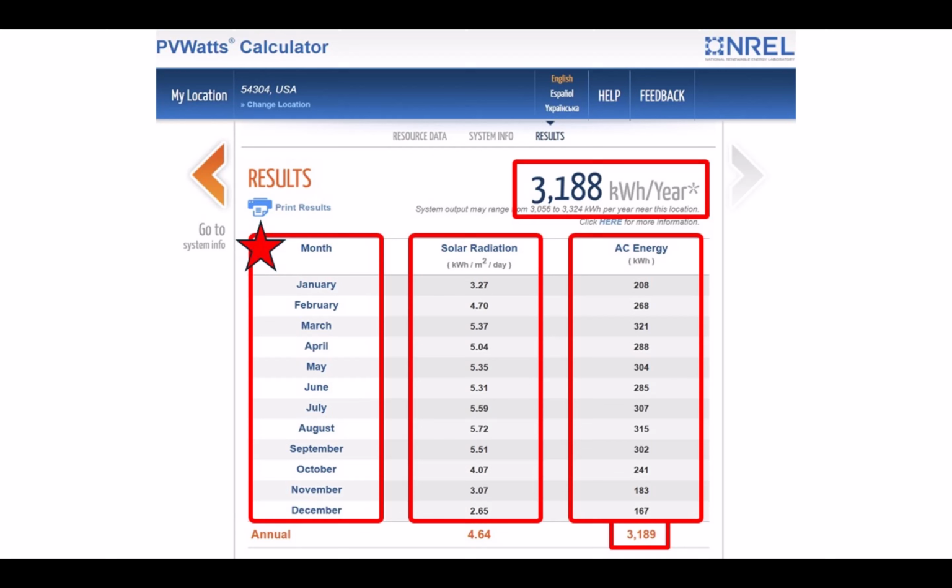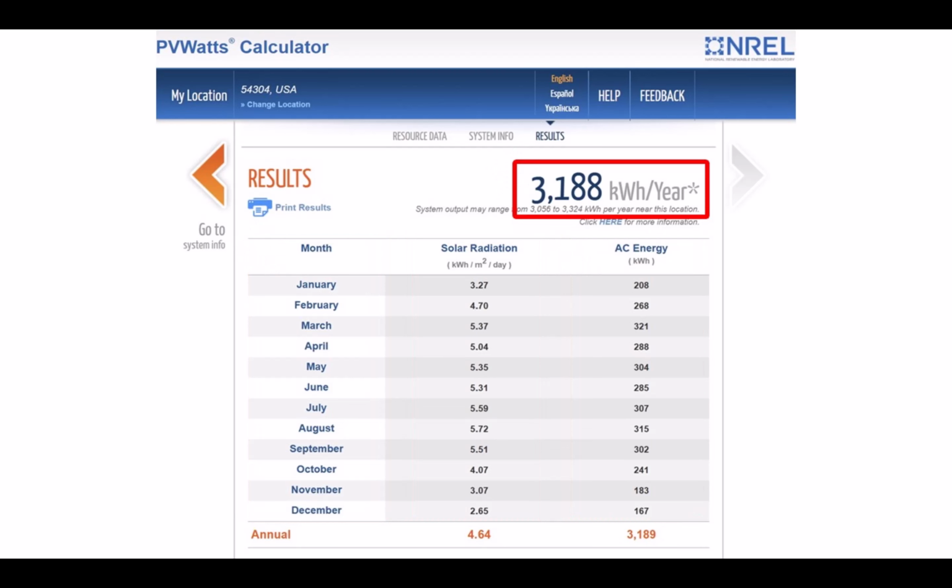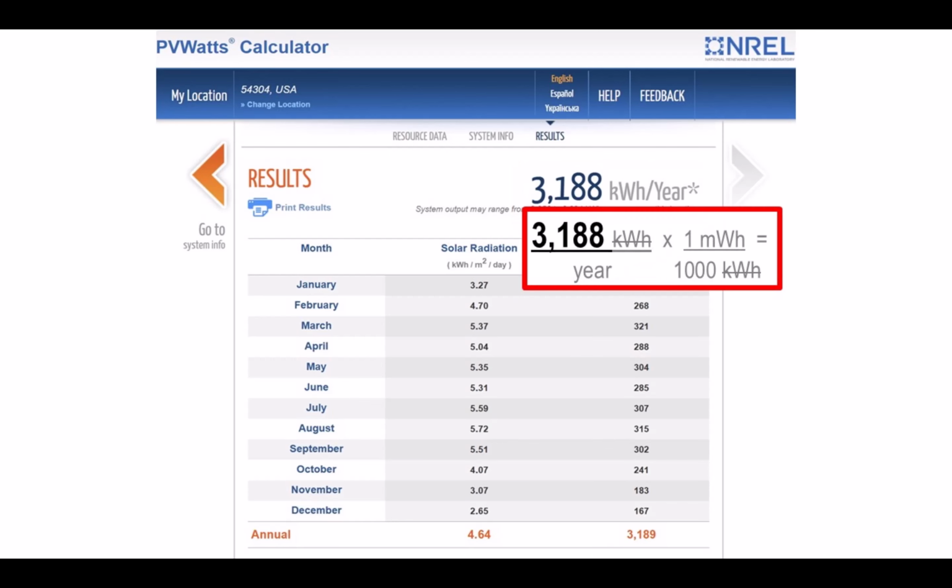By month, you'll see how much sunlight, expressed in kilowatt hours of energy per meter squared per day, would be expected to hit the modules of your solar array. More important, you'll see how much energy in kilowatt hours your array would be expected to produce each month and each year. We'll convert kilowatt hours to megawatt hours using simple math that looks like this.